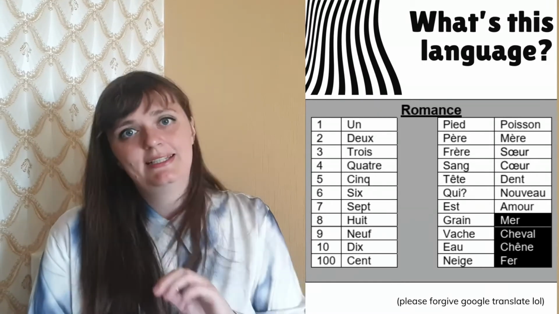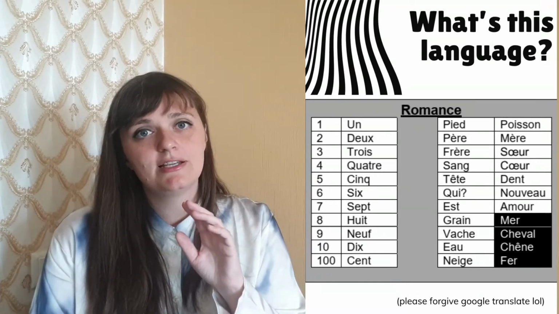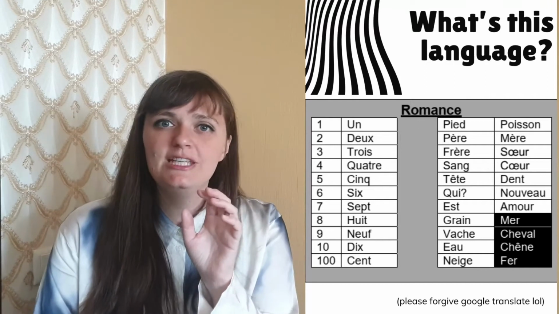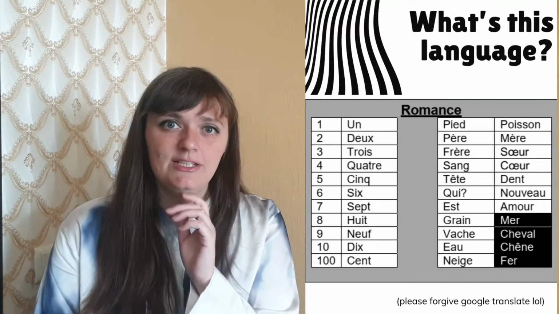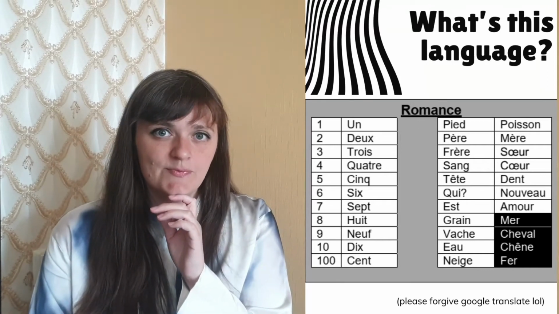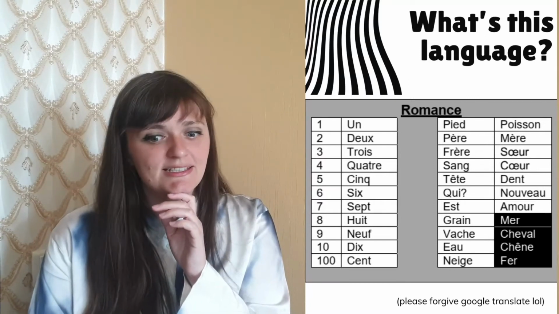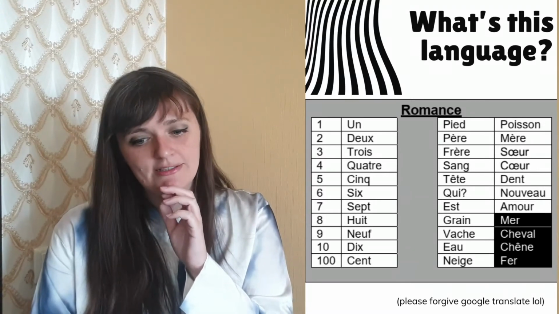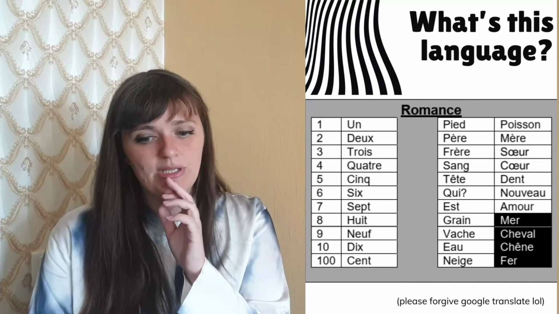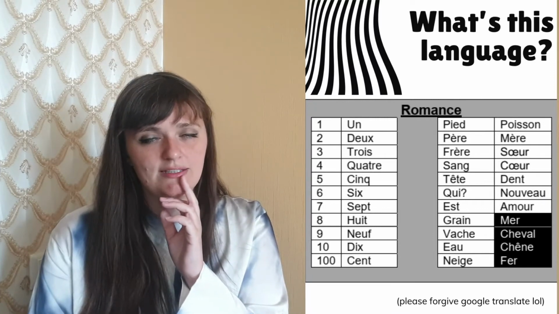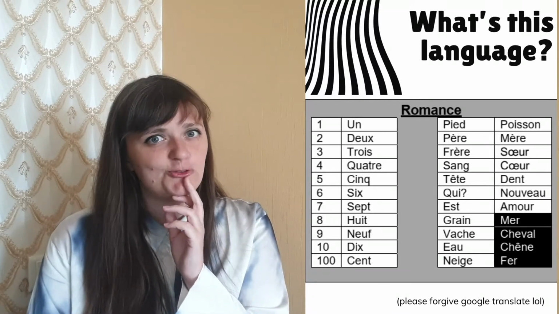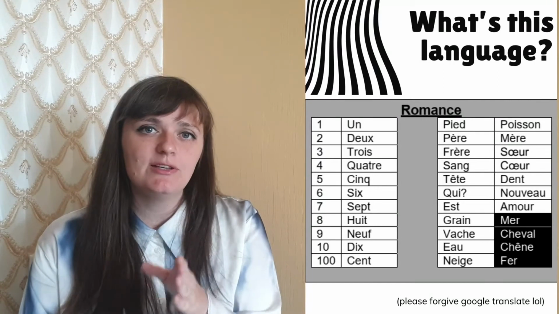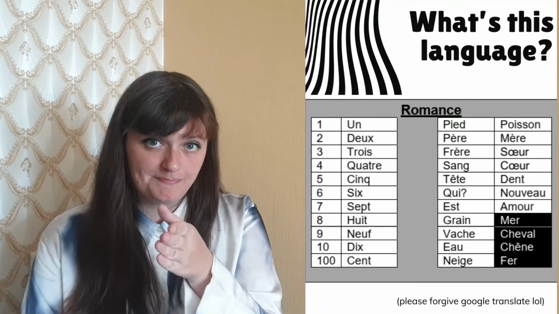This language, it's part of a family called the Romance family of Indo-European languages. Let me count to 10 and you can guess the language. 1, 2, 3, 4, 5, 6, 7, 8, 9, 10. Pied, père, frère, sangue, tête. It's French. That's right, so French is part of the Romance family.